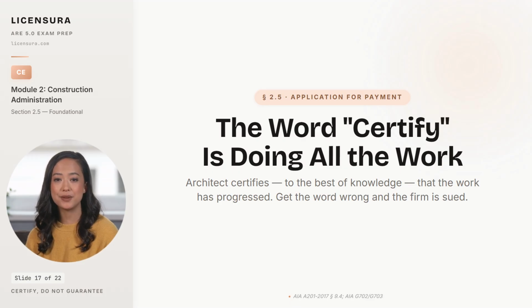Most architects glance at the payment process as a clerical step, and then their firm loses an insurance claim that nobody saw coming. The word in AIA A201, Section 9.4 is certify, not approve, not guarantee, not warrant. The architect certifies that, to the best of the architect's knowledge, the work has progressed to the point indicated on the application for payment, and the quality is generally in accordance with the contract documents. That phrase is what a plaintiff's lawyer reads to a jury 2 years later when the building has a defect.